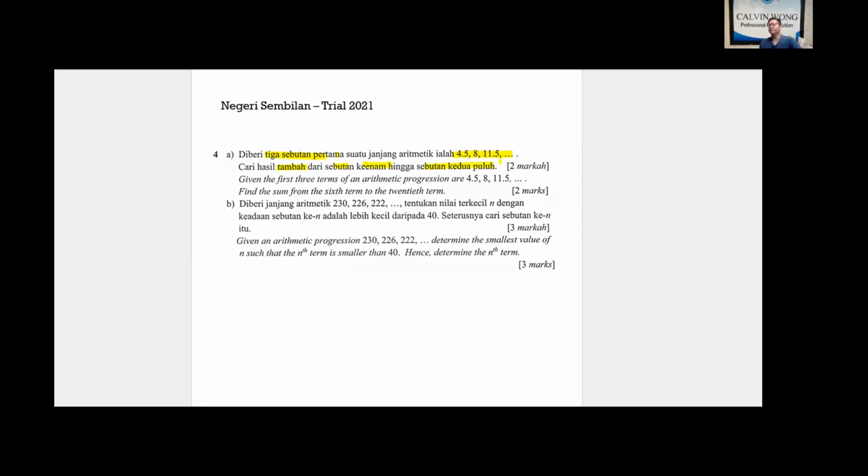That means sebutan ke-6 campur sebutan ke-7 campur sampai ke sebutan ke-20. Of course, this one we are already used to that kind of question. If you practice enough, you don't practice from the textbook, right? Textbook has very limited questions. You buy from Pelangi. Yeah, I support Pelangi. I support Oxford Fajar. Buy their SPM level questions. Don't buy a Form 4 one. You are already at that level.